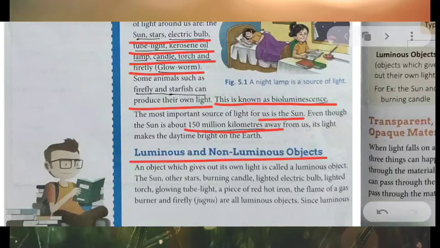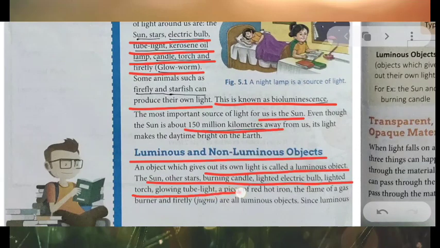An object which gives out its own light is called a luminous object, or you can say the object which has its own light, or which is capable of giving its own light. Examples are sun, stars, burning candle, lighted electric bulb, lighted torch, glowing tube light, red hot iron, flame of gas burner, firefly. These are the sources of light, and these sources have their own light. That's why they are called luminous objects.